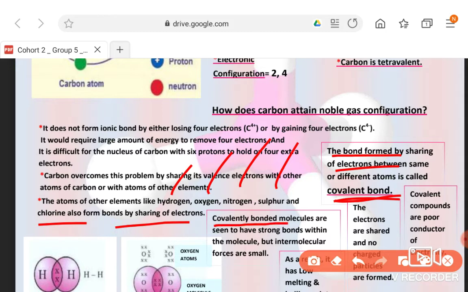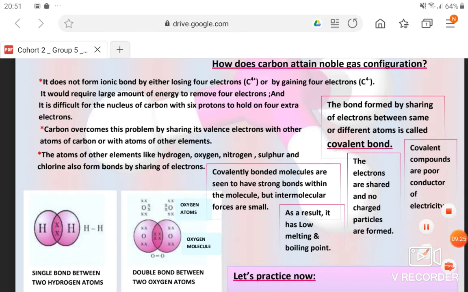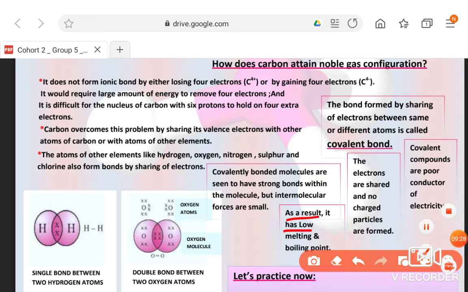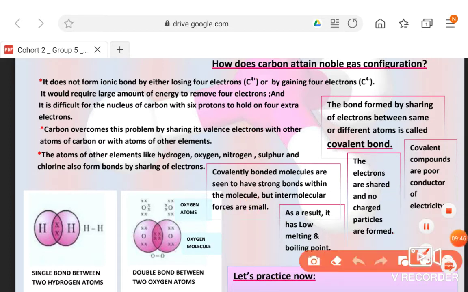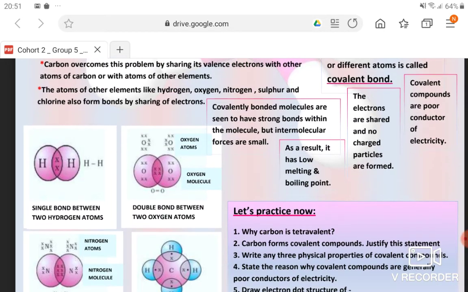Covalently bonded molecules have strong bonds within the molecule, but their intermolecular forces are very weak, so they have low melting and boiling points. A property of covalent compounds is that they melt easily, with low boiling points. Generally they become gases. Their electrons are shared and no charged particles like cations or anions are formed. Here C4+ or C4- will not be formed because they contain only shared electrons, not loss or gain of electrons. So covalent compounds are poor conductors of electricity.